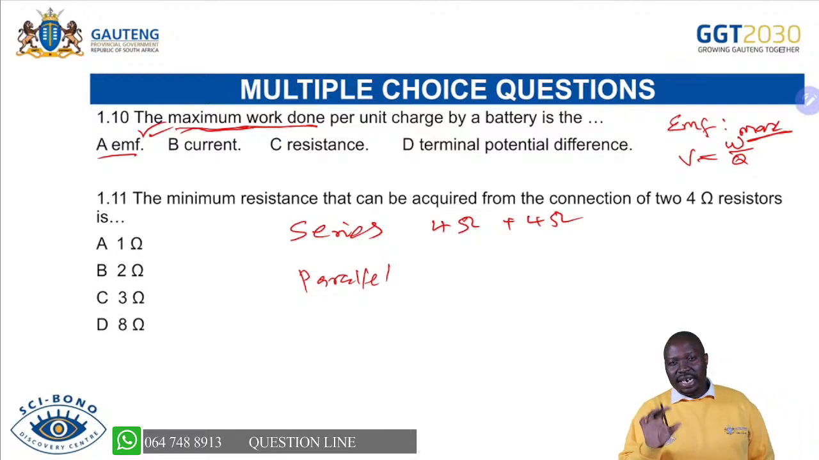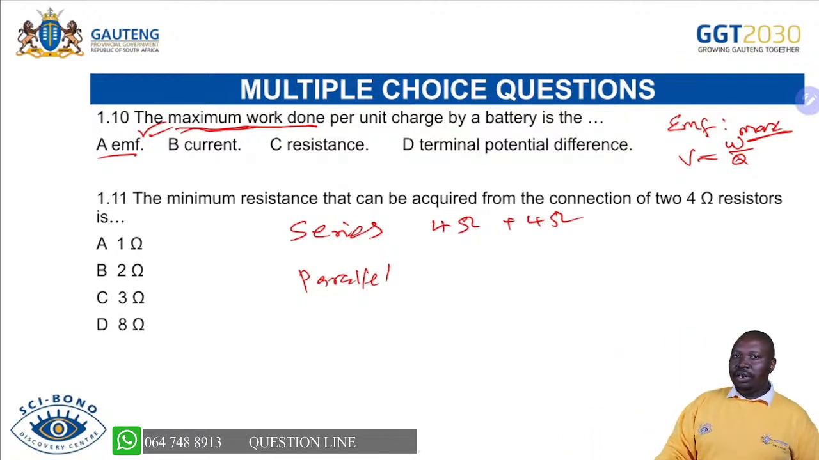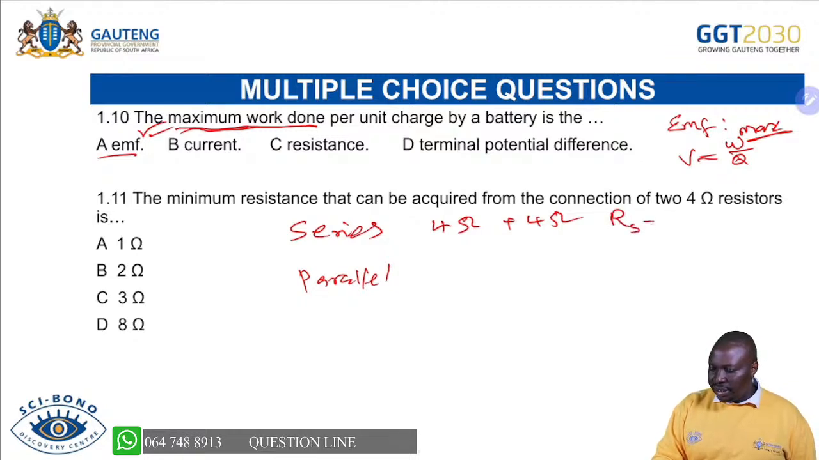Remember, you have to always write down the formula, because sometimes you can be excited and when asked to calculate the resistance across the series connection, you just say 4 ohm plus 4 ohm. You are omitting that one mark for the formula. So it's important to always know that the resistance in series is R1 plus R2, which equals 4 plus 4, which equals 8 ohms.